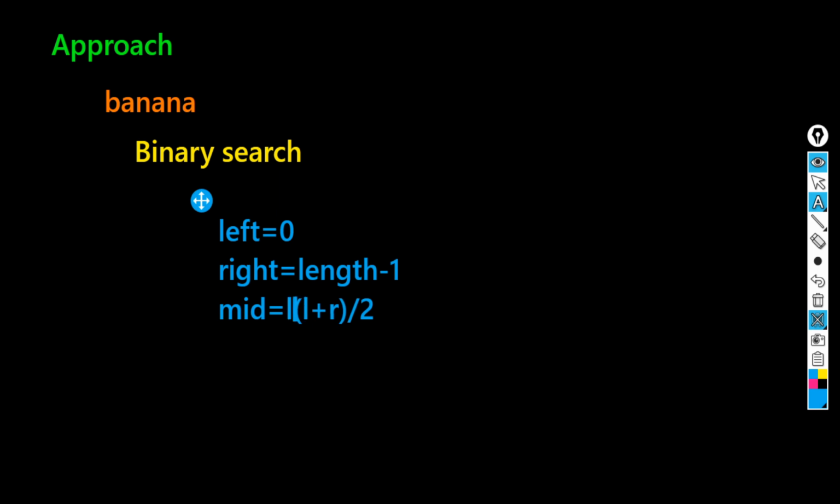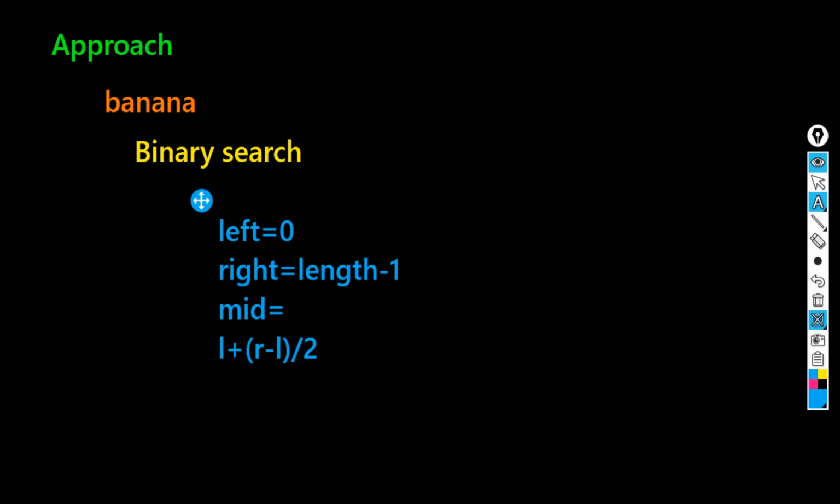It will be L plus (R minus L) divided by 2. Now what is the difference between both the formulas? There is no difference, but I prefer to use this one.